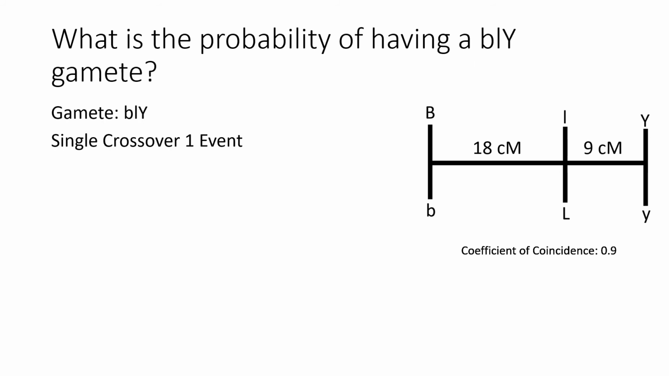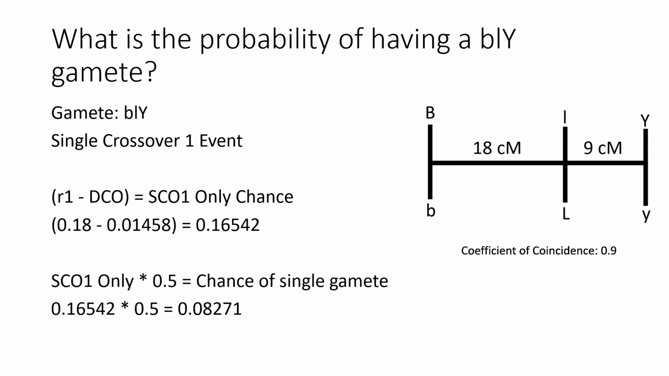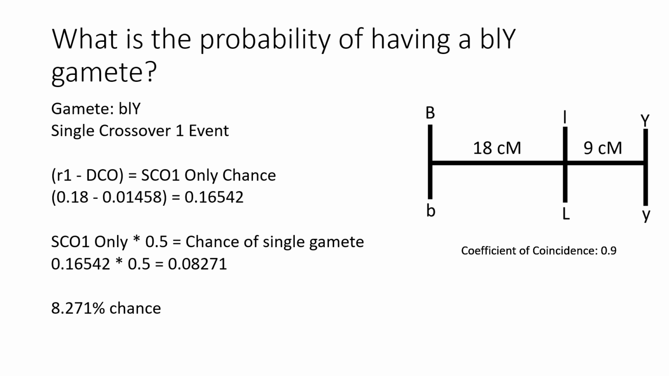Now let's ask what's the probability of having a little blue, little L, and large Y gamete. We would get this from a single crossover 1 event, so just the first loci having crossover. And we take our 18 centimorgans, which means an 18% chance of that recombination happening. Subtract that from the chance of a double crossover event. Then we multiply that by half, because that's the chance of getting a single gamete after the single crossover 1 event. And we can tell there's an 8.271% chance of that gamete being passed on.